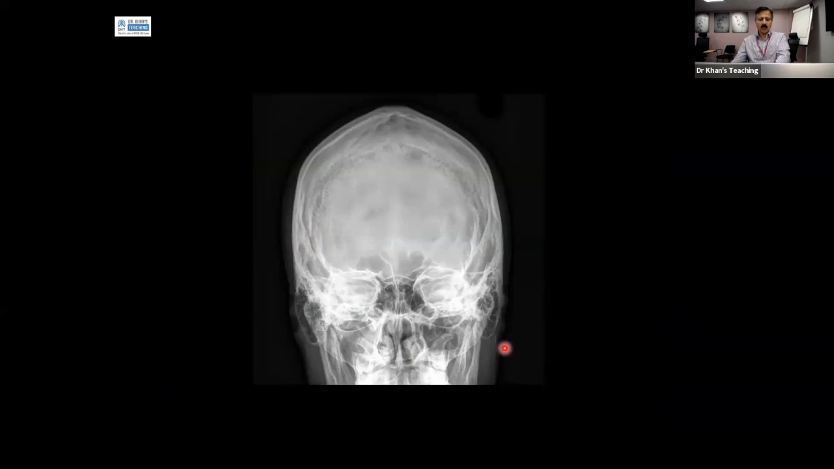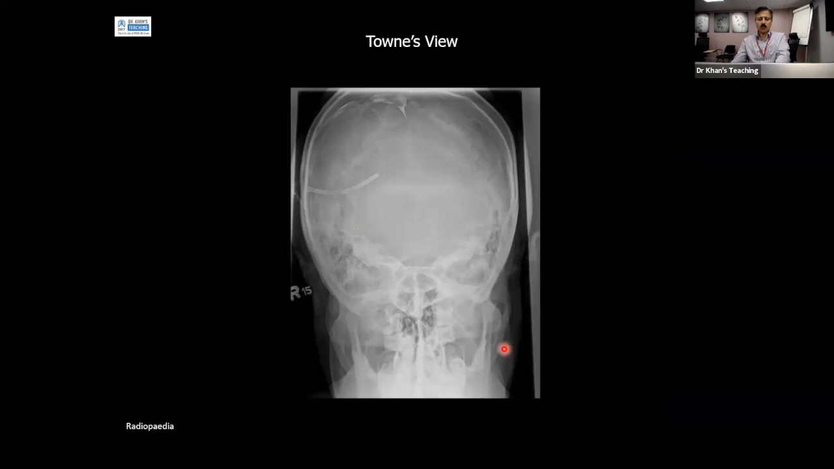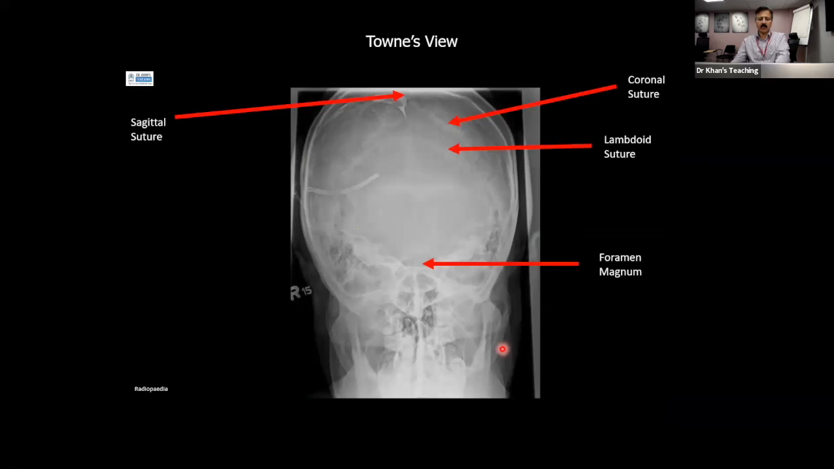So the skull X-ray, I am going to skip it. Please open an atlas like Abraham Weir or something and go through it. Of course, it can come in the exam, so go through it. But I'm going to skip it in the session itself. Foramen magnum on a Townes view. This is an angled view known as Townes view. Is quite a favorite for the exam.